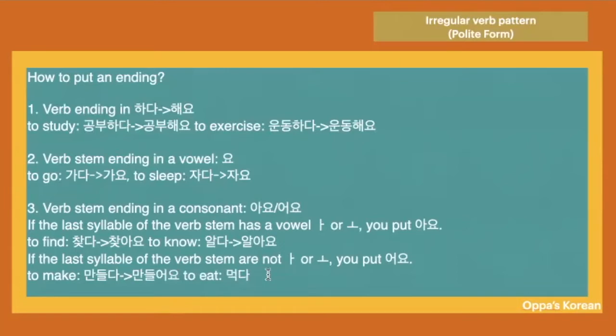To eat, 먹다. The stem is 먹. Look at the vowel. The vowel is ㅓ, not ㅏ or ㅗ. So you need to put 어요. I hope by now you understand how to put an ending. Now let's move on to today's main topic, irregular verb conjugation.